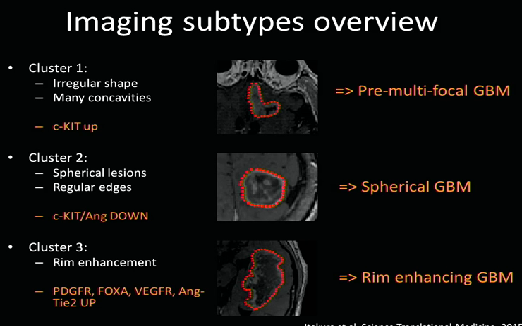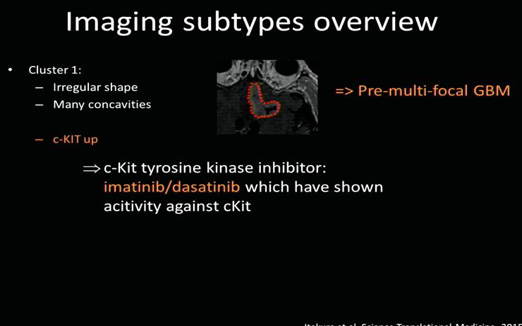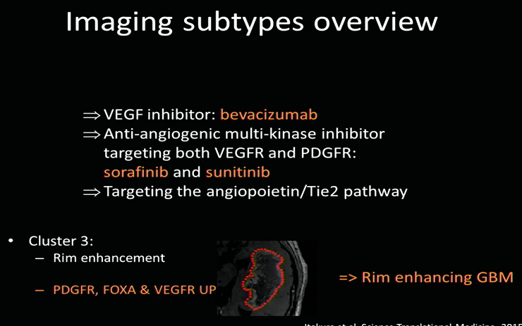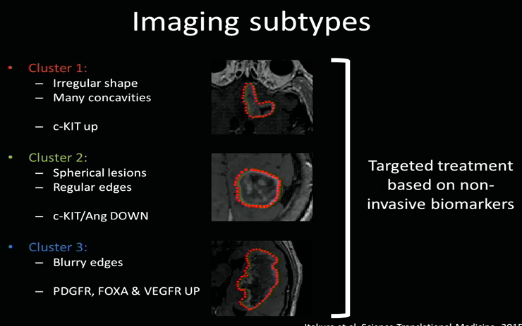So now we can add this annotation to our three subtypes. The first subtype upregulates one pathway, cluster 2 is downregulating many pathways, and cluster 3 is upregulating many pathways that are targeted by drugs. In the case of cluster 1, this suggests that this cluster could be treated with imatinib or dasatinib, which has been shown to have activity against c-KIT. This is a known c-KIT tyrosine kinase inhibitor. And finally, for cluster 3, several drugs could be suggested: bevacizumab, which targets the VEGF receptor, and also a number of anti-angiogenic multi-kinase inhibitors that target VEGF and PDGFR pathways, sorafenib and sunitinib. Taking this all together, these imaging subtypes provide ways for non-invasive biomarkers to assess treatment.